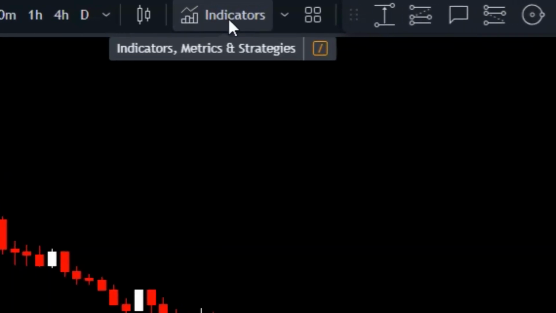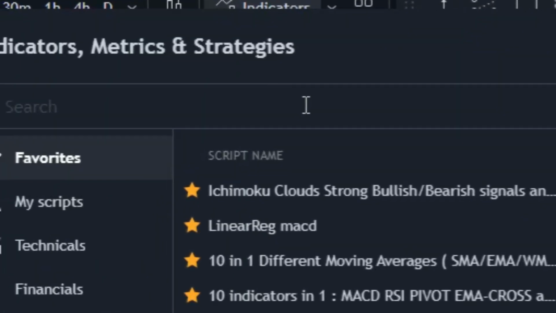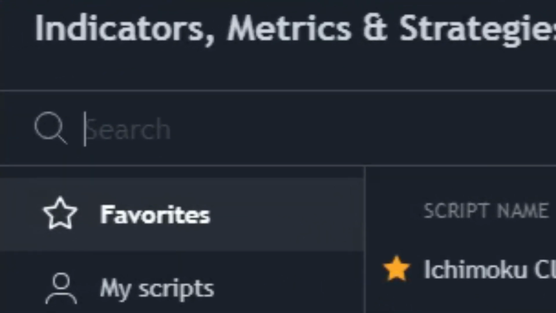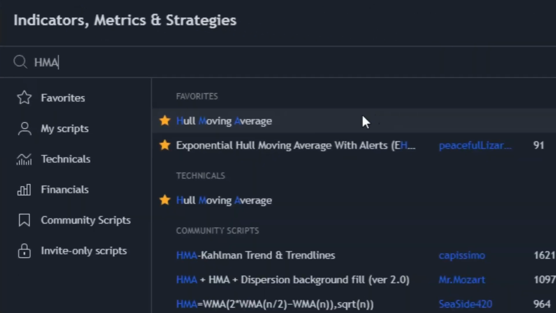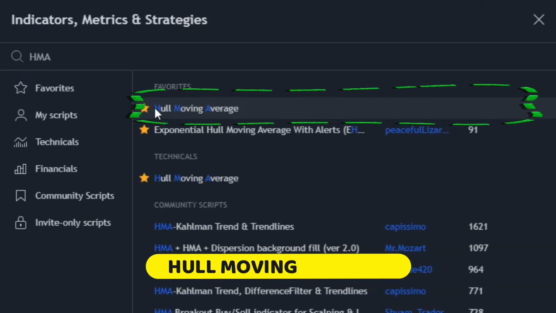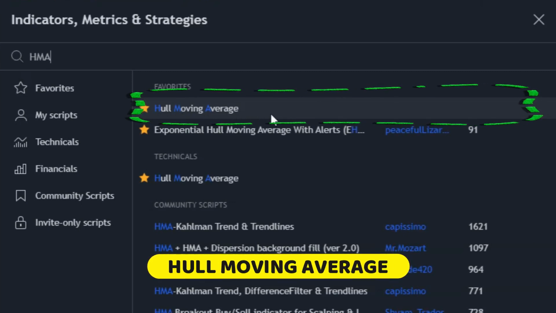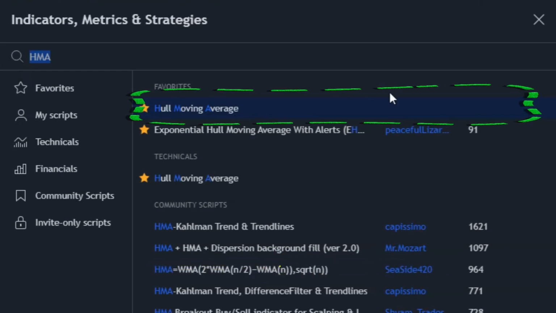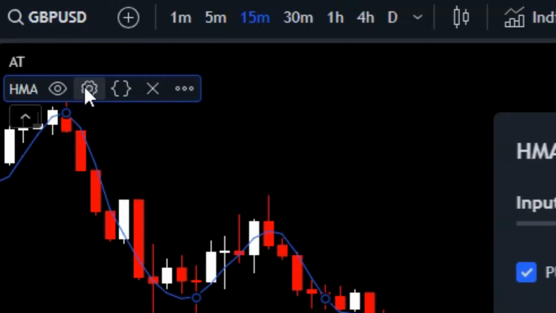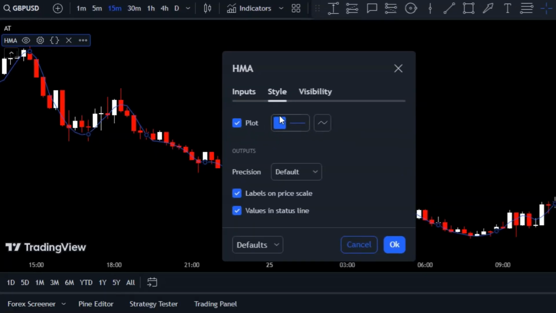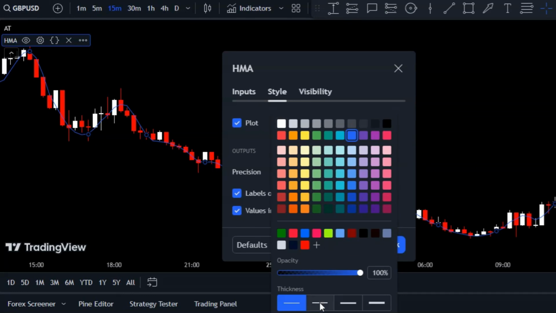Now head back to the indicator section and this time add the HMA, or Hull Moving Average, indicator to your chart. After that, dive into the settings of this indicator and make some adjustments I did to make it work best for this strategy.